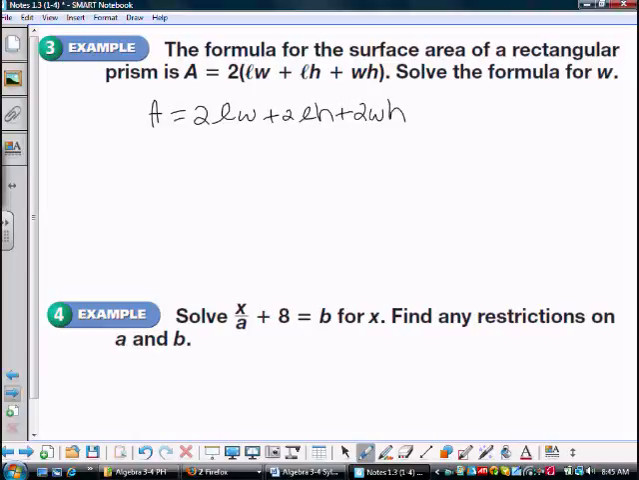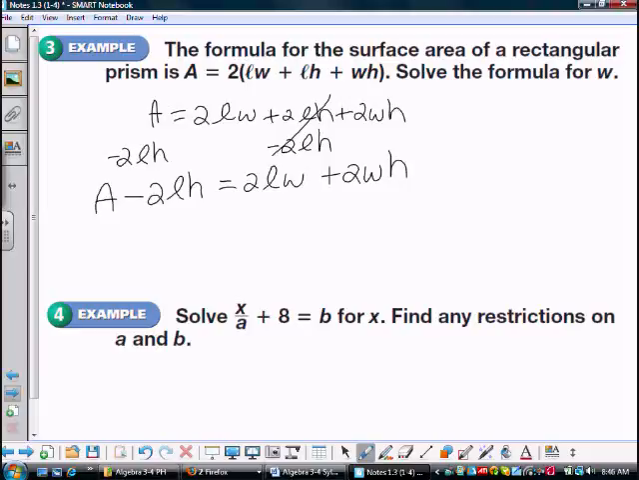So this 2LH doesn't have a W in it, so let's not keep it over here with the rest of the W's. So I'm going to subtract 2LH from both sides. And lo and behold, I get A minus 2LH equals 2LW. That's canceled. Plus 2WH.